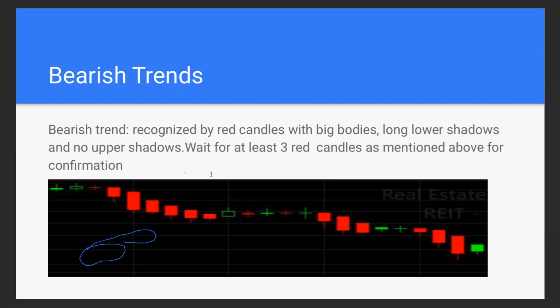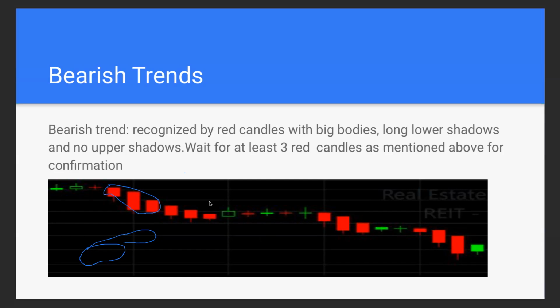Bearish trend is again recognized by red candles with big bodies, long lower shadows, and no upper shadows, right? So this is again, if you see here, this is how it is. You have these three candles from here. Let me show you this one again. If you see this one, it has been going up, then consolidating and going down. So these three red candles will give you an idea that it is going down and down, right?